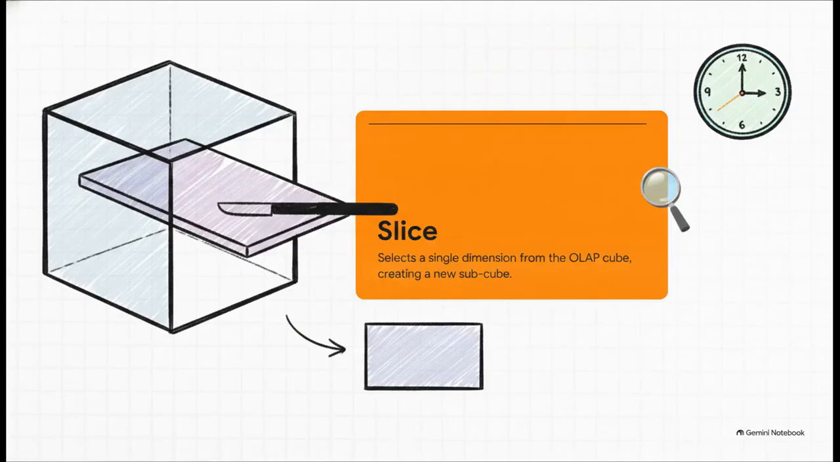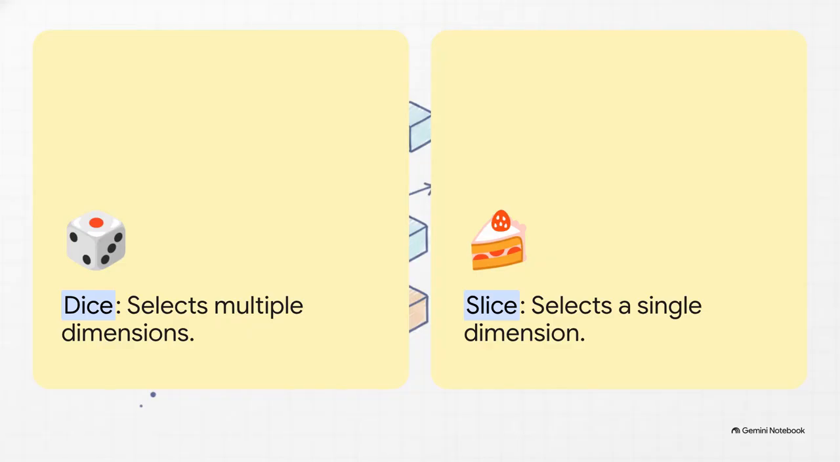Now compare that to slice. Slice selects a single dimension or value from the OLAP cube, creating a new subcube. For instance, you tell the system that time is exactly fixed to Q1, and this brilliantly illustrates the difference. By fixing just one single dimension, it acts exactly like taking a knife and cutting a single flat layer right off the data block. I gotta warn you guys, this specific distinction between dice and slice is incredibly important for exams.